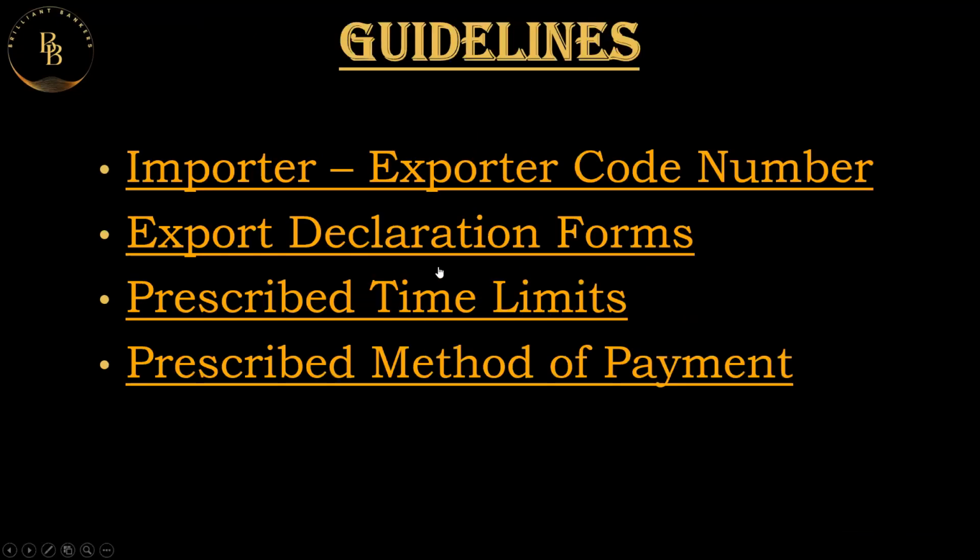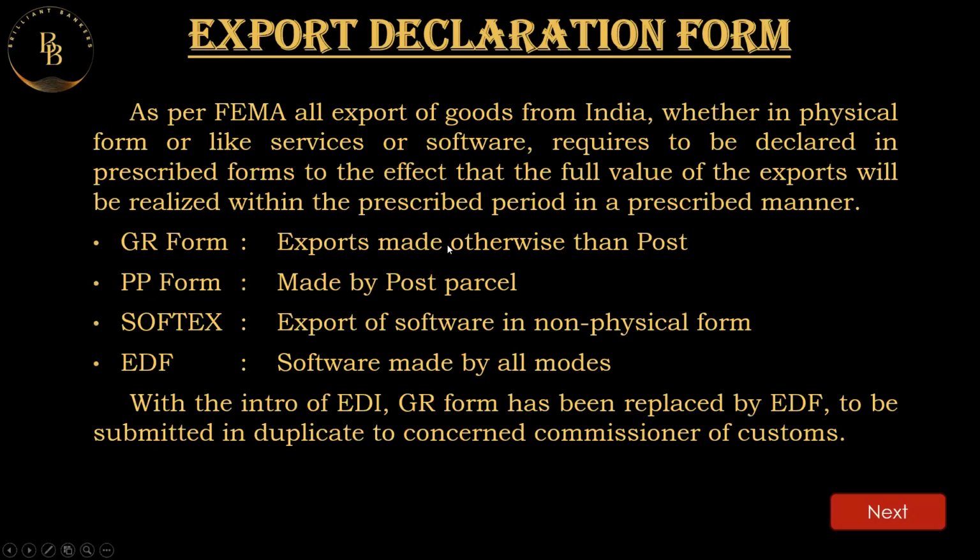So let's go into the export declaration forms. So what are these export declaration forms? As per FEMA, all exports from India, whether in physical form or services or software, are required to be declared in prescribed forms to the effect that the full value of the exports will be realized within the prescribed period and in the prescribed manner. The prescribed forms are the GR form, the PP form, the Softex, and the EDF.